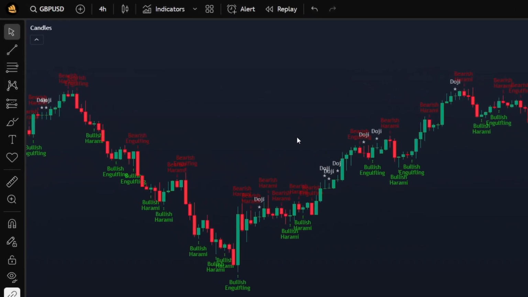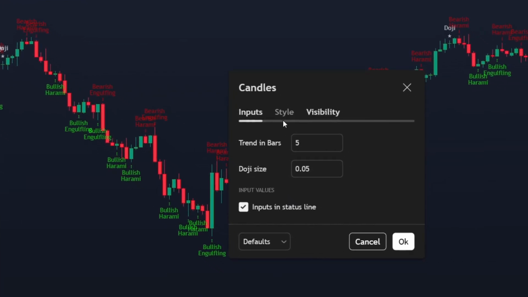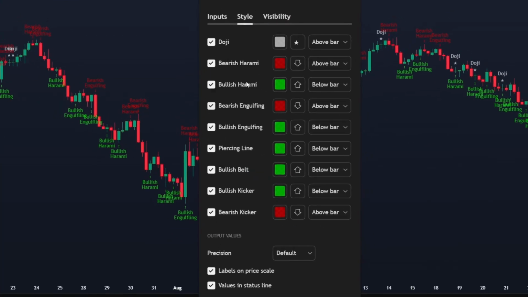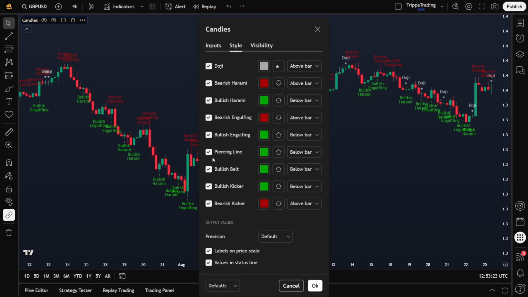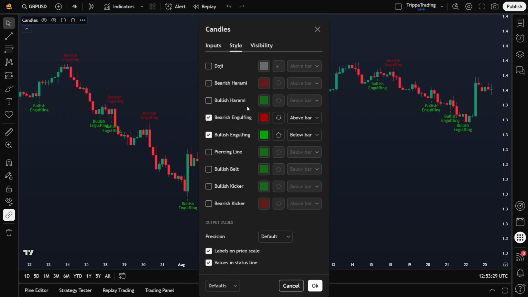If I jump into the settings, you can click this gear icon to open settings. Here, you can see a list of all the patterns it can detect. You can turn them on or off depending on your style. For example, if you're only interested in engulfing patterns and pin bars, you can disable the rest and keep your chart cleaner.